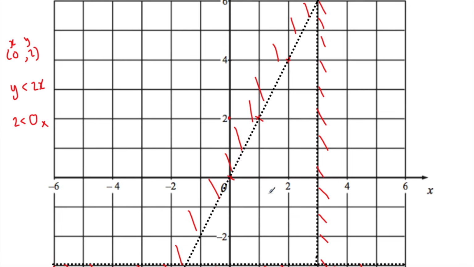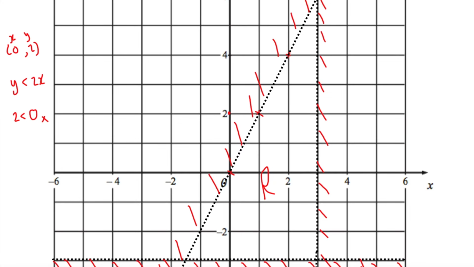And inside of that right angle triangle, all the points inside of that right angle triangle would satisfy all 3 of those inequalities. And that's it.